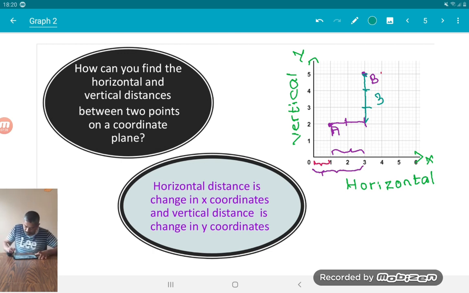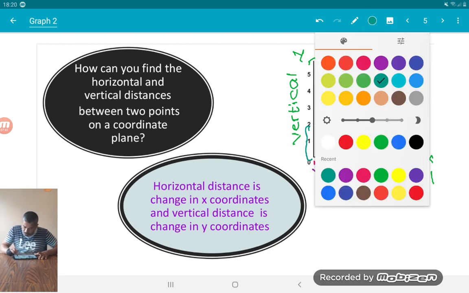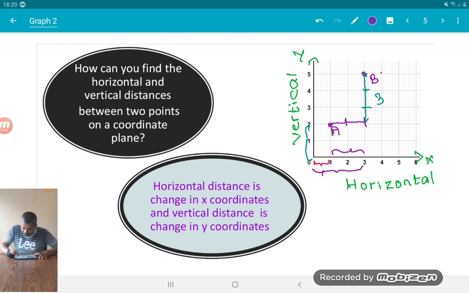So what we have to do is, you know that the y coordinate of A is 2. So that is from here to the origin. Yes. And what is the y coordinate of B? That is 5. That is from this point to the origin. And if we are finding the difference of y coordinates, we will get how many units there is. So that is 3 units. Am I right? So that is the vertical distance.